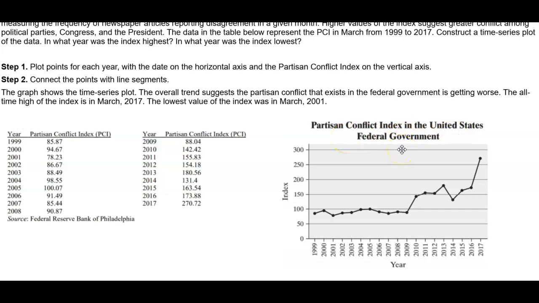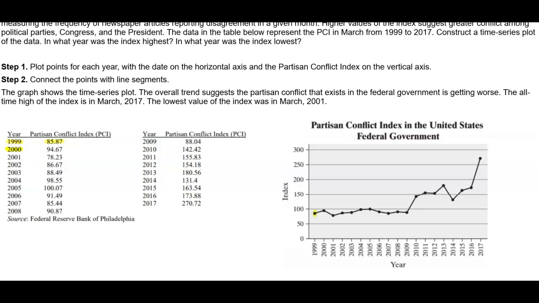Okay, so now what we're going to do is we're going to plot each point. How do we plot each point? Well, you have the year and then the Partisan Conflict Index. Well, that's our first ordered pair here. So that's going to represent 1999 and 85.87. So it's approximately plotted there.